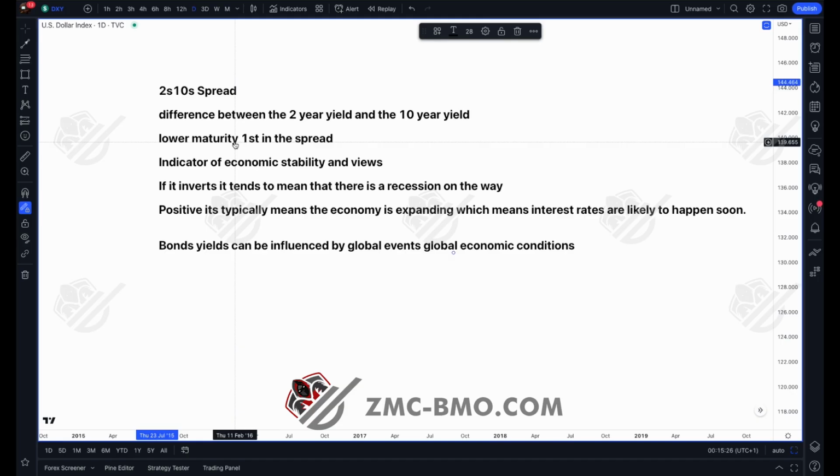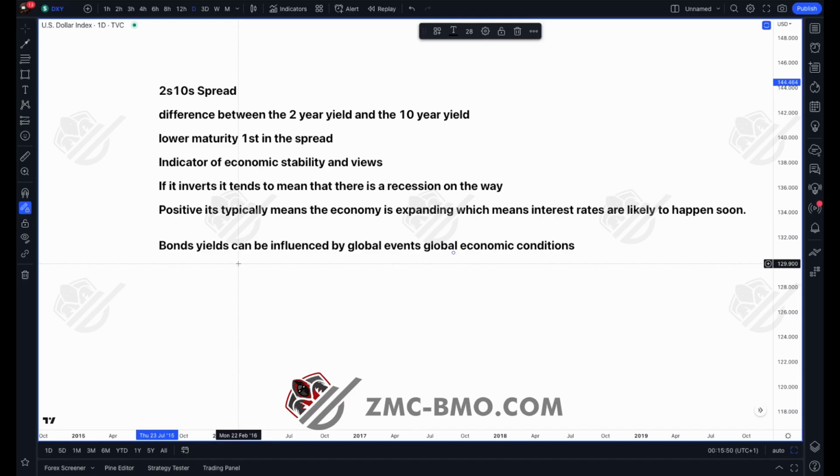And of course, if it inverts, it means that there's a recession on the way, or is likely on the way. And if it's positive, it typically means the economy is expanding, which means interest rates are likely to be raised soon. And as we know, bond yields can be influenced by other stuff, such as global events and global economic conditions as well. So just keep up to date on that front.